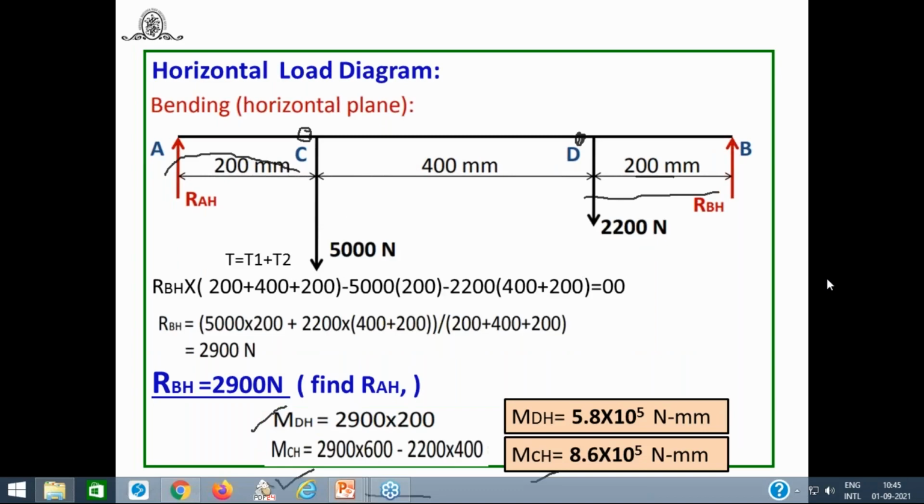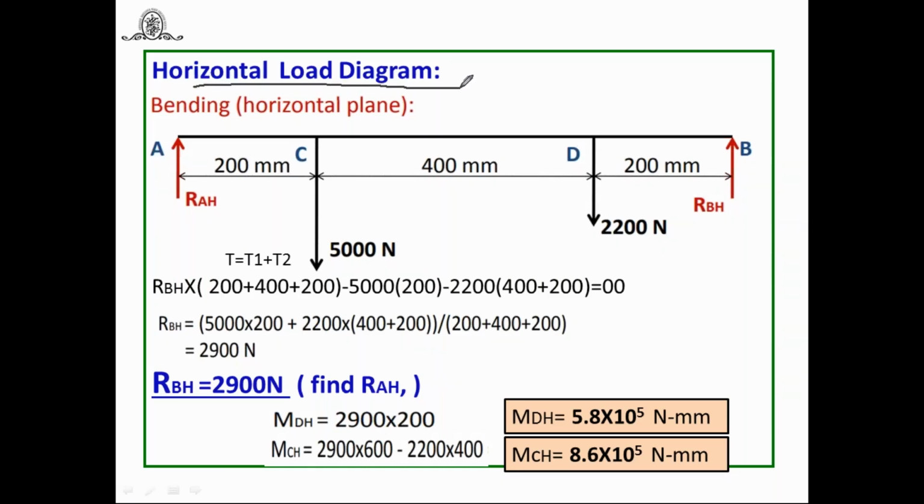Now, let us find out the bending moment in horizontal loading. For that, we have to construct the horizontal load diagram. How to construct? Again here, this is point A, but remember the suffix I have used: RAH at point A. Similarly, the reaction at bearing position B is RBH. Now at this point C, in horizontal loading, you will observe for a pulley I have shown the tight side tension 4,000 and the slack side 1,000 in horizontal loading.